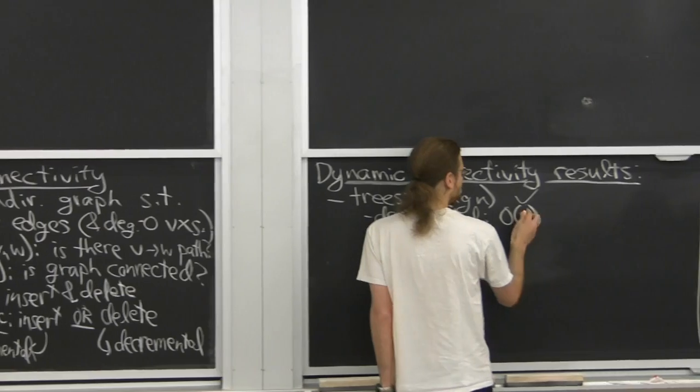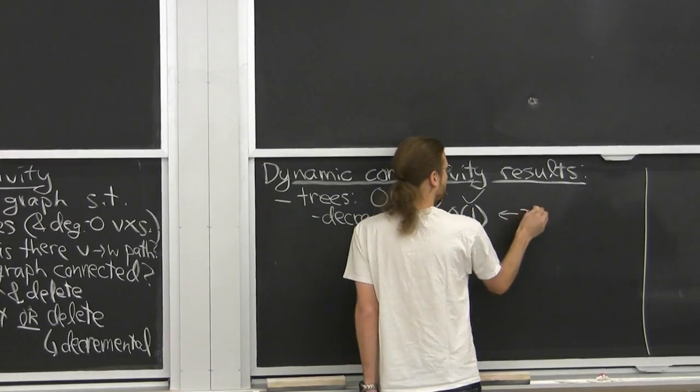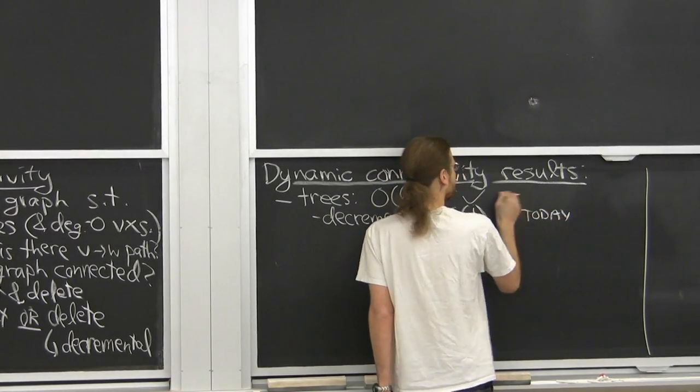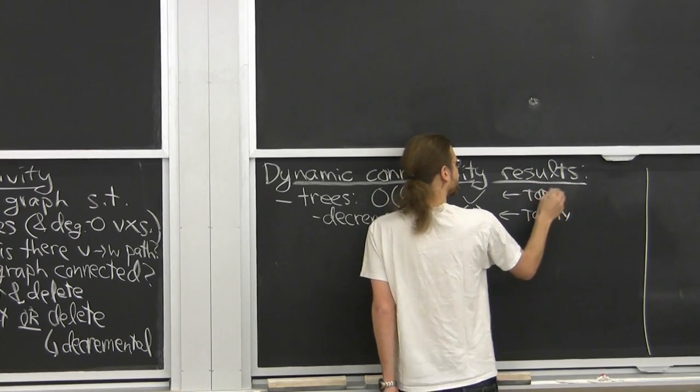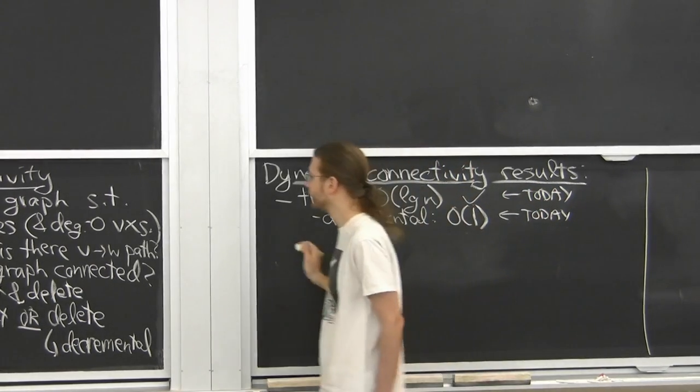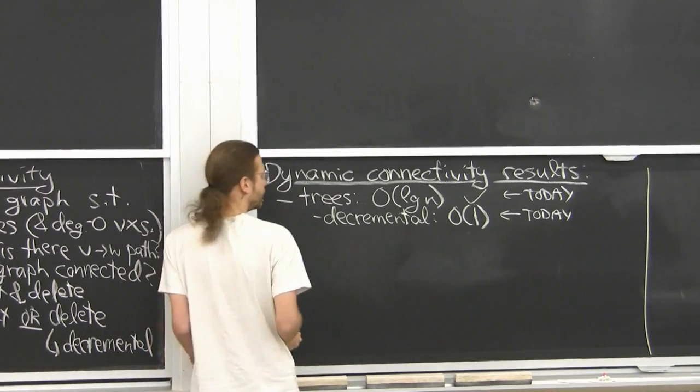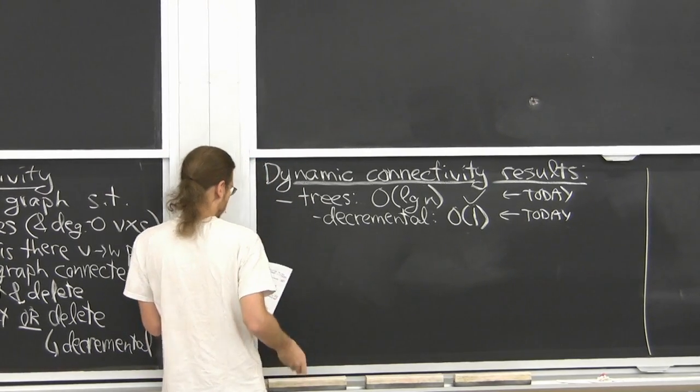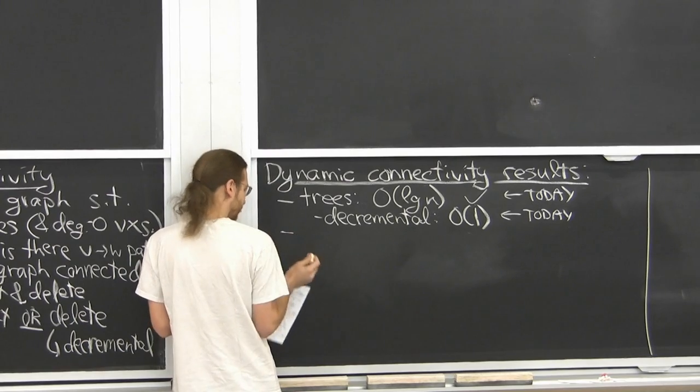So this we kind of already know how to do, but we're going to see another simpler way. The constant time amortized decremental we're going to do today. So we're also going to do this today. Incremental, I don't think it's known how to do constant time, but I'll tell you another result. You can get almost constant time.